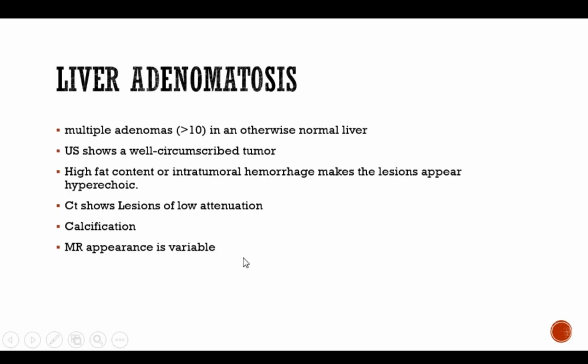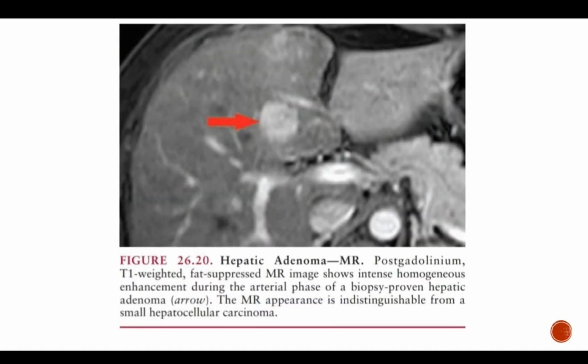Now, adenomatosis. An adenoma is a benign epithelial tumor of the liver. In liver adenomatosis, we will have multiple adenomas, more than 10. They are well-circumscribed tumors, and their characteristic feature is that they have high fat content. So this will lead to a characteristic imaging finding. This is an MRI of the liver taken during T1. We can see a high-intensity lesion with intense contrast enhancement, and this was later proven to be an adenoma.